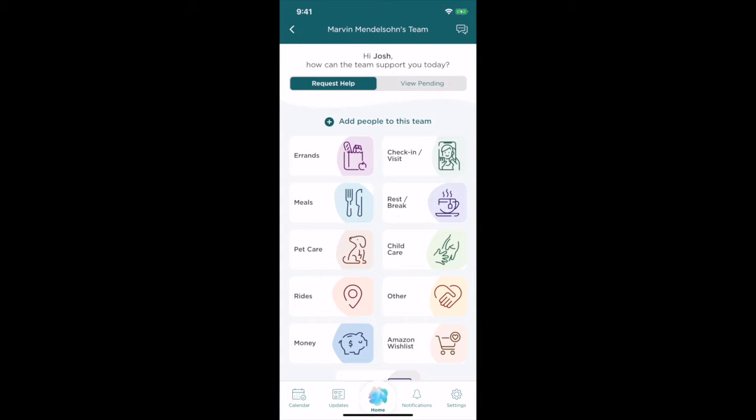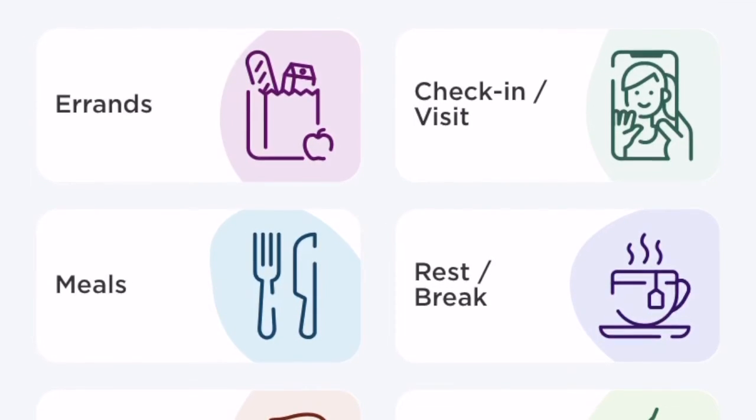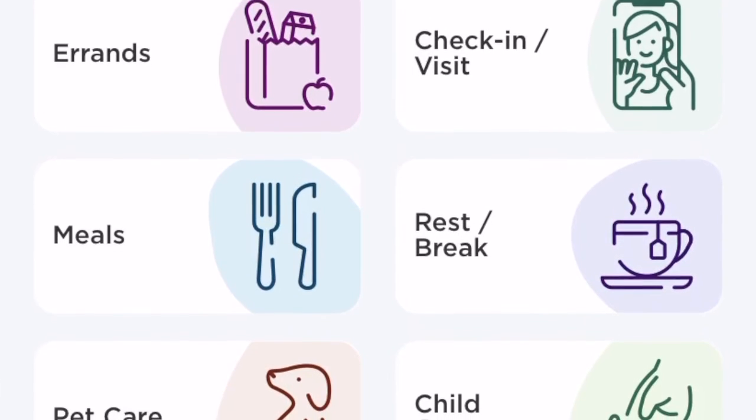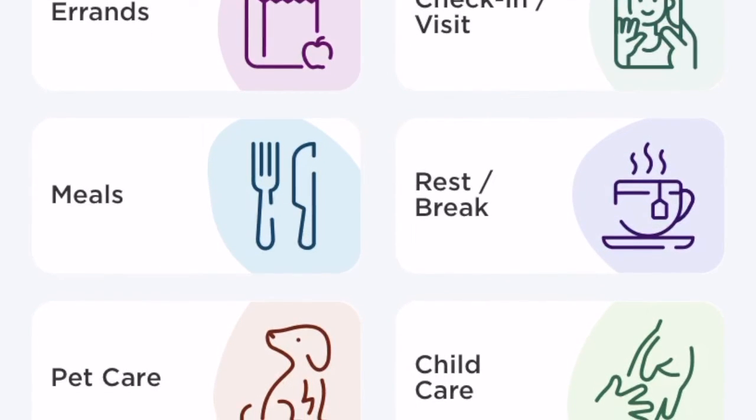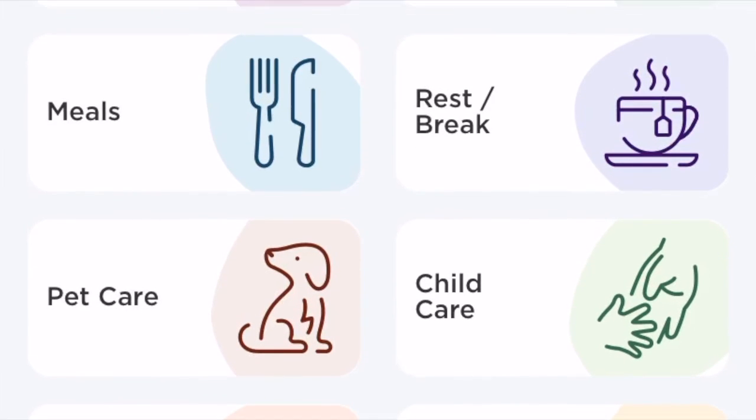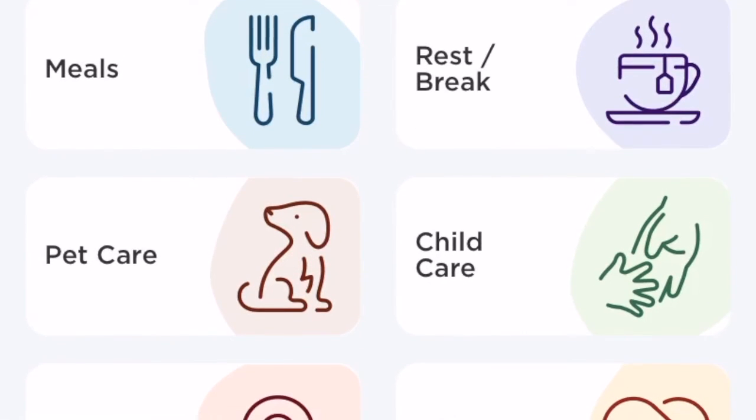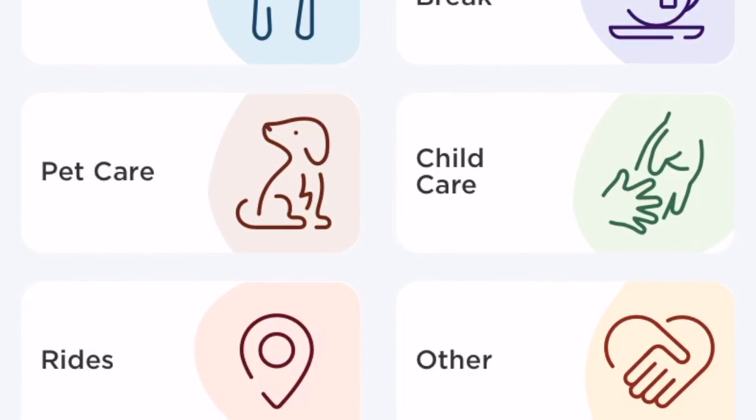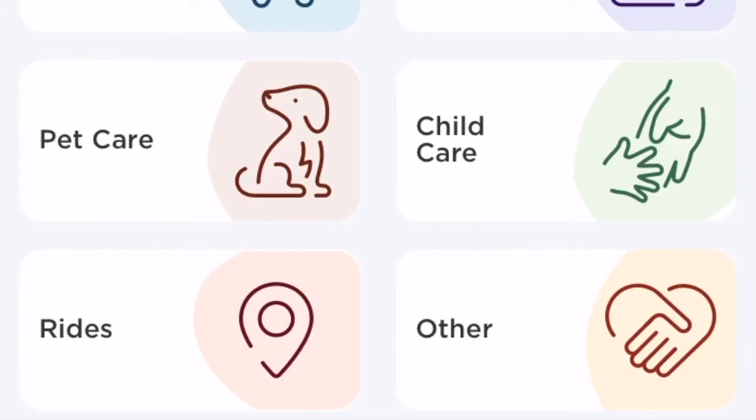To create a request, go to your home screen and tap on one of the categories. We have built-in choices for getting meals delivered, coordinating rides, scheduling check-in calls and visits, help with errands and housework, assistance with child and pet care, and more. The more specific a request is, the more likely someone is to accept it, and it also ensures that you won't have 10 meals delivered one week and none when you really need it.